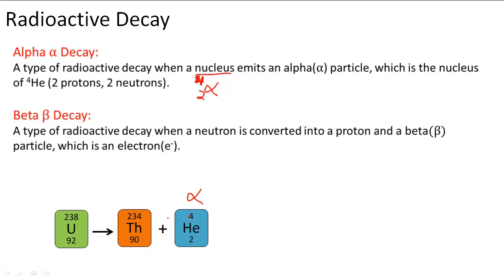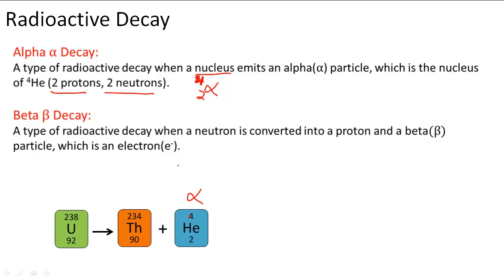To check to see if you've written this correctly, you can add up the atomic numbers and see if you get 92. So 90 plus 2 does give you 92. And you can add up the mass numbers: 4 plus 234 gets you 238. But don't be confused, because 2 protons and 2 neutrons make the mass number 4. You only lose 2 neutrons, not 4 neutrons, and the other 2 that's part of the 4 comes from the protons.